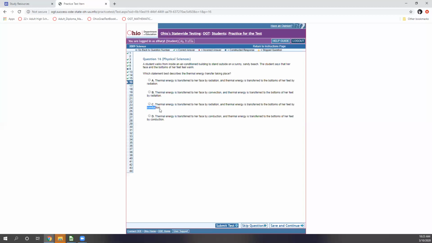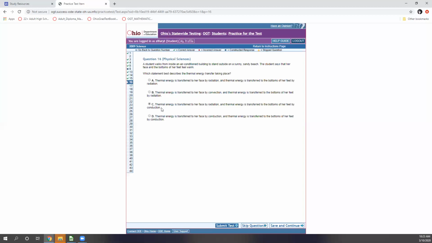And this is where I want you to write. So I want you to write down convection, transfer of heat through liquid. Conduction is the transfer of heat through touch. So where the bottoms of her feet are touching the sand, that's actually how the heat is being transferred to her feet, through conduction, through her feet touching the sand.